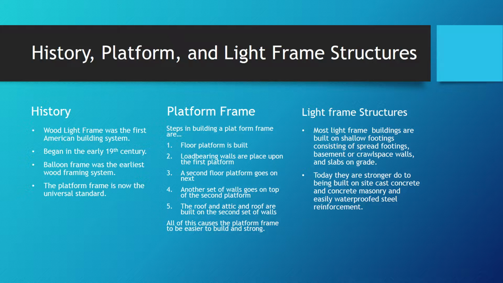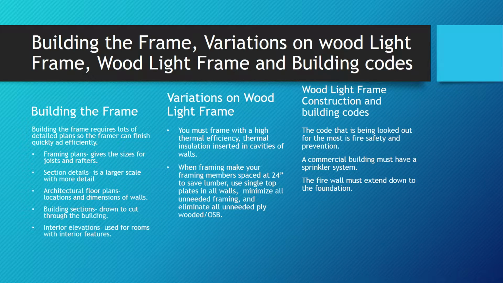Light frame structures. Most light frame buildings are built on a shallow footing, consisting of spread footings, basement and crawl space walls, and slabs on grade. Today they are stronger due to being built on site-cast concrete and concrete masonry, with easier waterproofing and steel reinforcement. Then we got building the frame, variations on the wood light frame, and wood light frame and building codes.